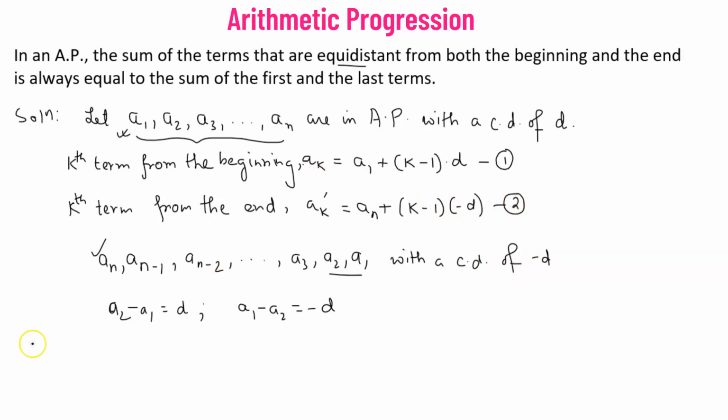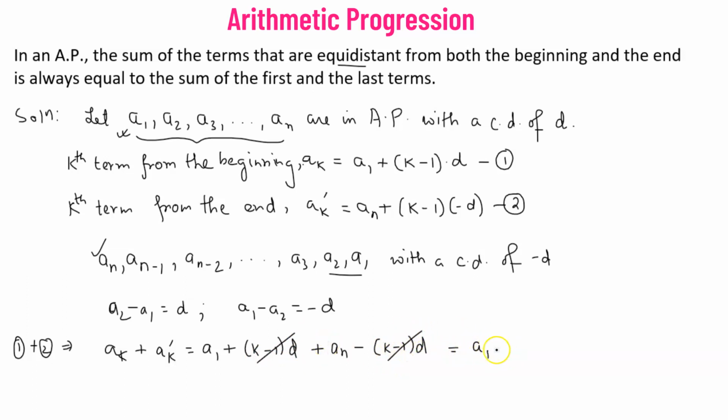Now let's add 1 and 2. Adding 1 and 2 simply means that we are adding the kth term from the beginning to the kth term from the end. So this is going to be equal to the first term plus k minus 1 times d, plus the kth term from the end, which is simply an plus negative k minus 1 times d. So here we can see that our second term and our fourth term cancel out, and this is going to leave us with the value, the first term plus the last term.